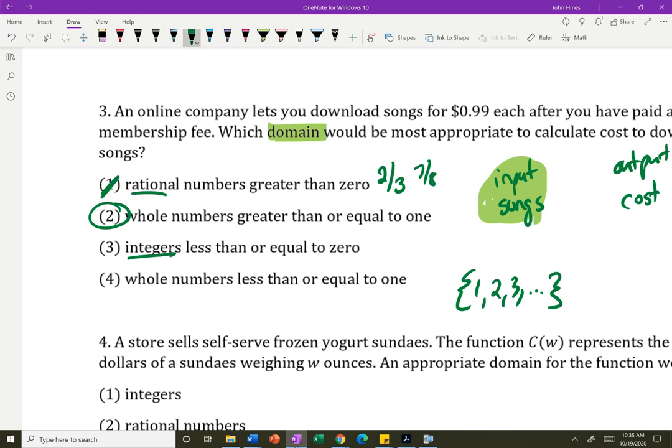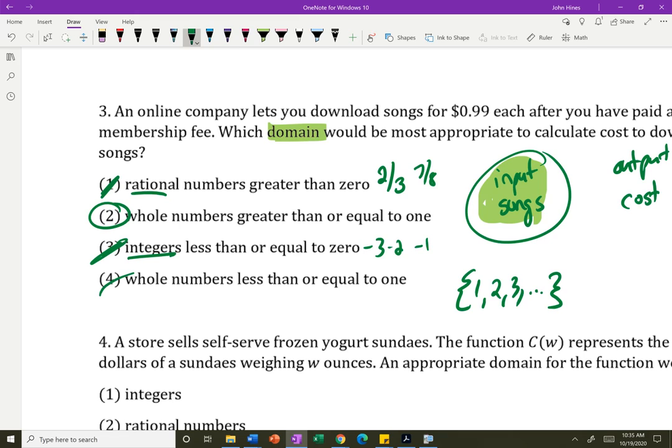Integers means negative, less than 0. -2? No, I don't want negative songs. I can't. I'm dealing with my inputs here. Whole numbers less than or equal to 1? No, I want to be 1 or more songs. So let's go with choice 2.